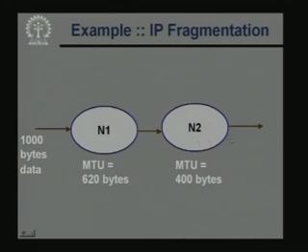Let us take a scenario like this, where a packet has to flow through 2 networks N1 and N2 in sequence. Suppose we are trying to send 1000 bytes of data through these 2 networks. N1 has an MTU of 620 bytes including header, and N2 has an MTU of 400 bytes. So, N1 can carry an IP packet of size 620 maximum, N2 can carry 400 bytes maximum. Now, let us see how the original packet gets fragmented.